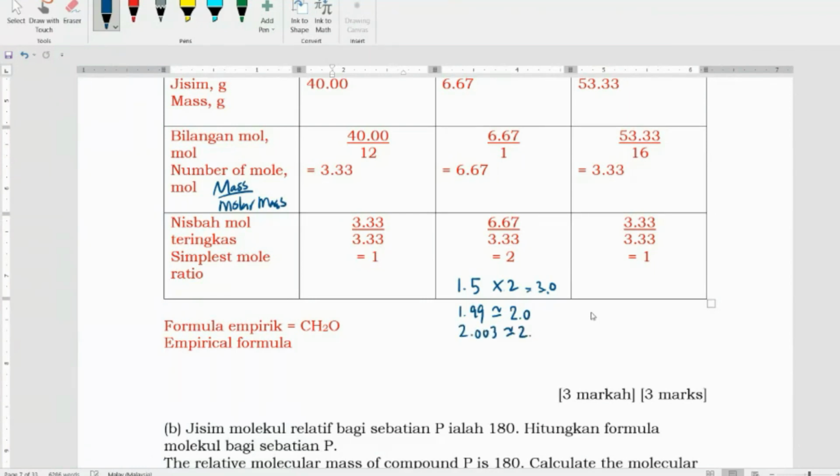But sometimes if you see something like 1.99, this one you can round to 2, or 2.003, you can round to 2. But 0.51, you cannot round to 2. So take note of this.